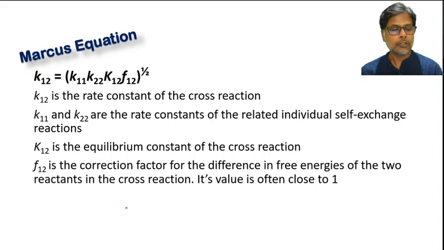And you can see what each term is. k12 is the rate constant of the cross reaction. k11 and k22 are the rate constants of the related individual self-exchange reactions. And K12, here K is capital, is the equilibrium constant of the cross reaction. Let me explain, by taking an example, what the Marcus equation is and how useful it is.